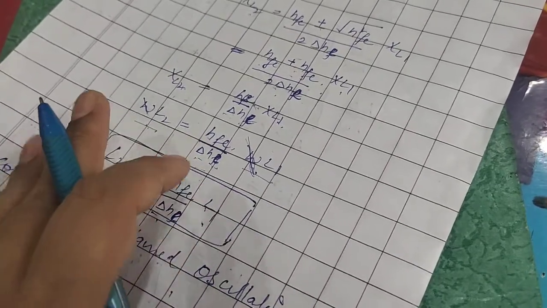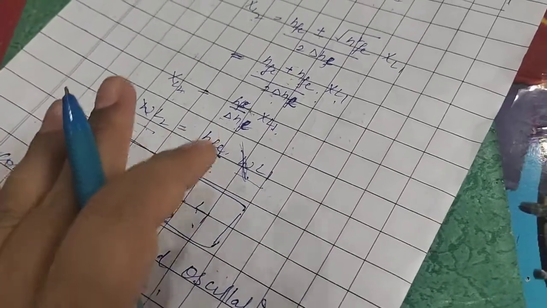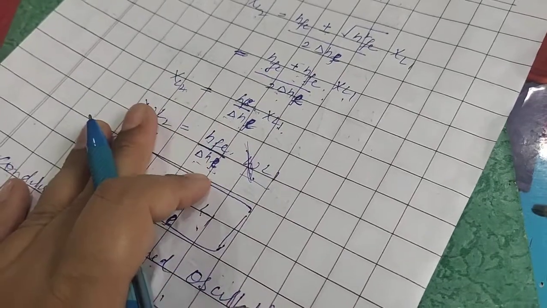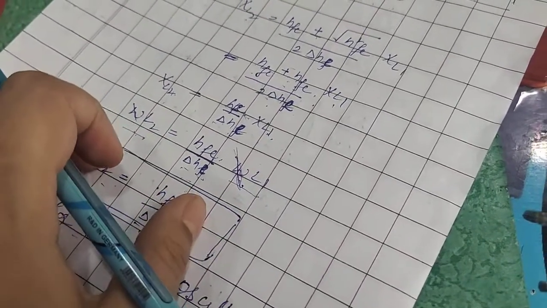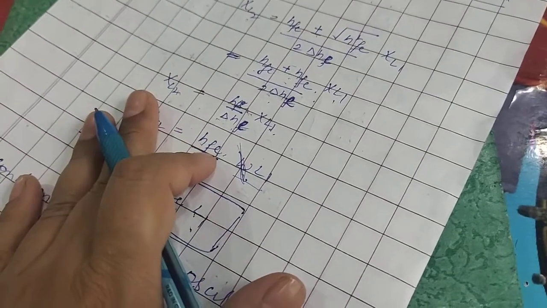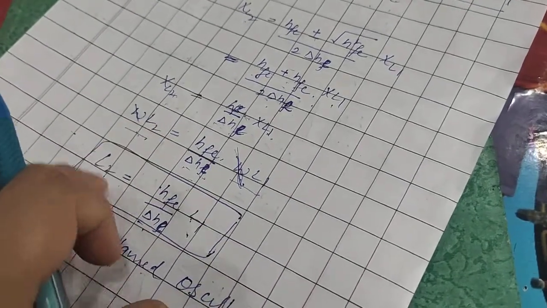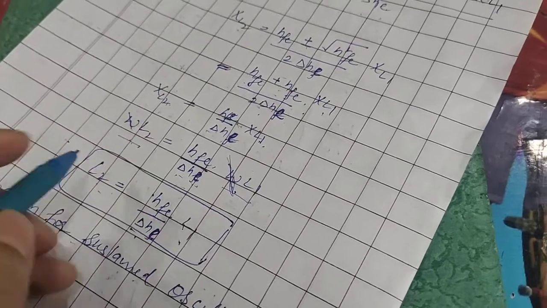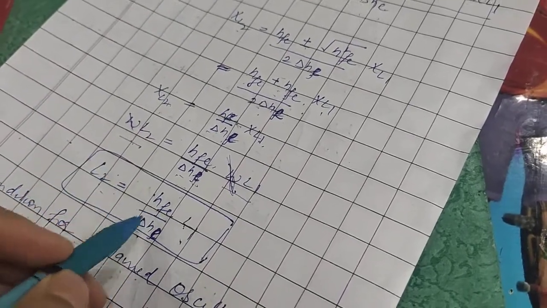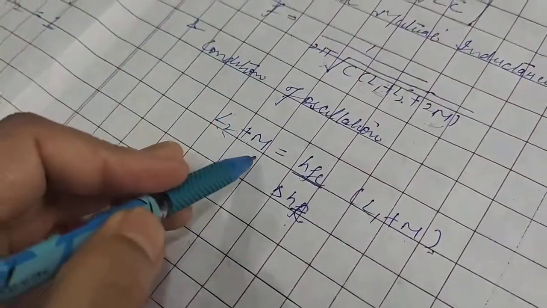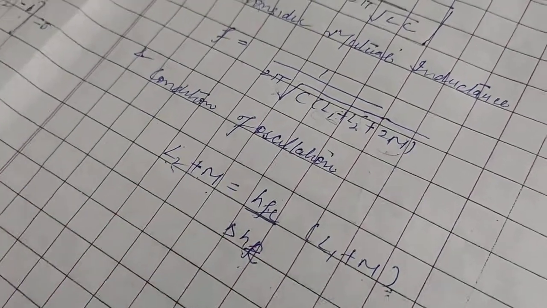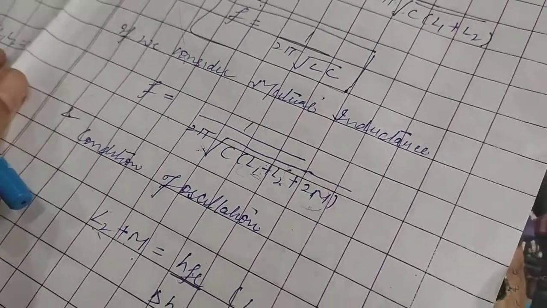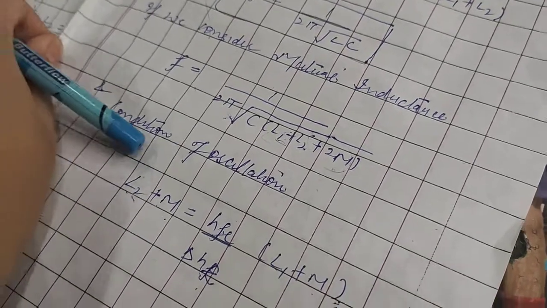But we have not considered here the mutual inductance. To remove the complexity of the system, we have considered only the inductance of the coils, but we have not considered the mutual inductance. But when we consider the mutual inductance, the solution will be L2 plus M equal to HFE by delta HE times L1 plus M. That means we will get L2 plus M equals HFE divided by delta HE times L1 plus M. So this is the condition for sustained oscillations.